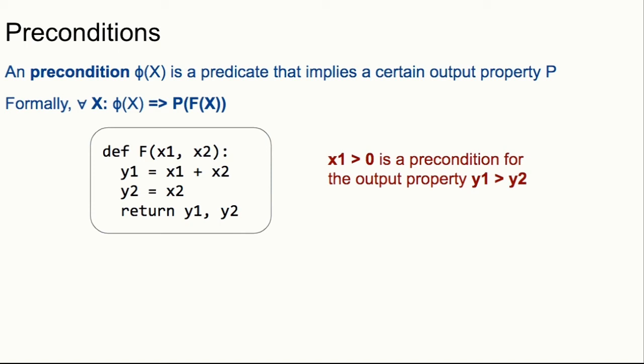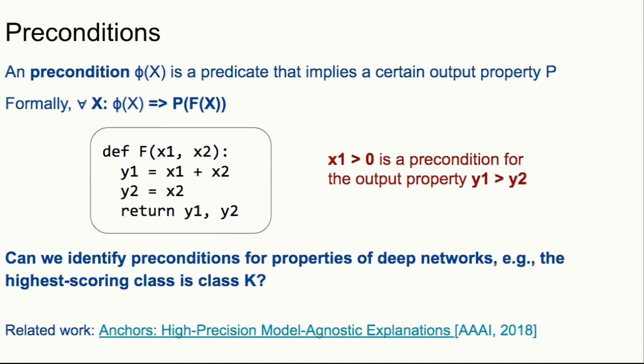Can we identify preconditions for properties of deep networks? One property that is of interest is that the highest scoring class is k. So in ImageNet, we want to find a precondition for fireboat. What is the predicate in input space that guarantees that the prediction will be fireboat?